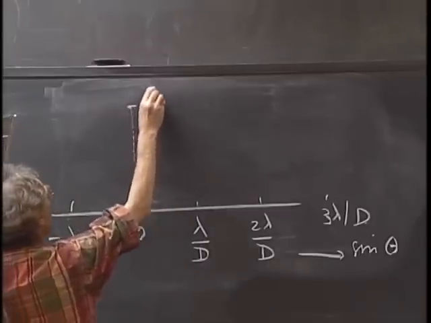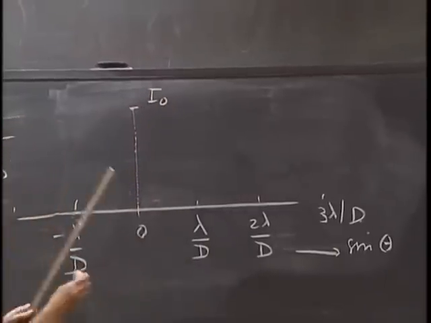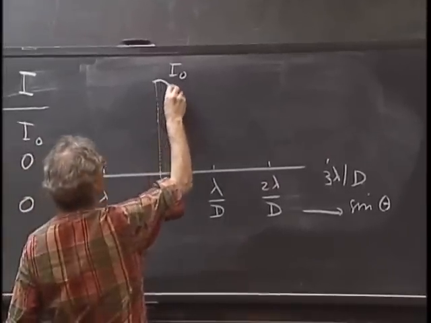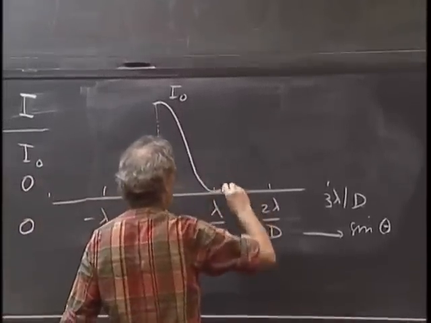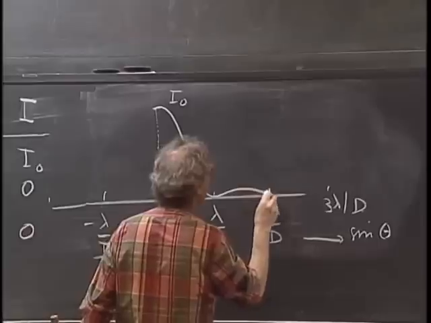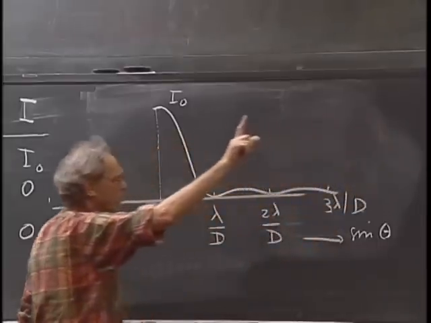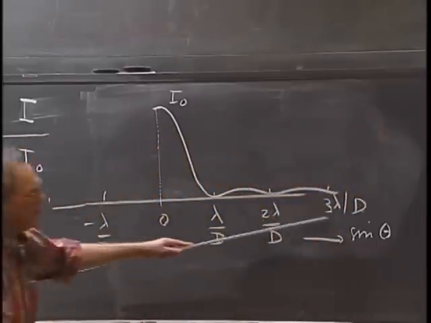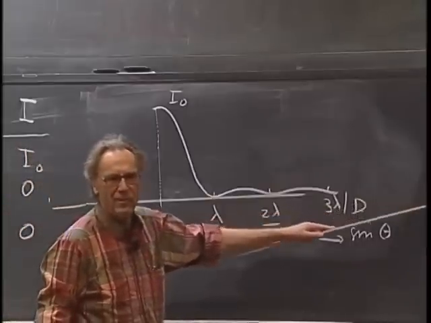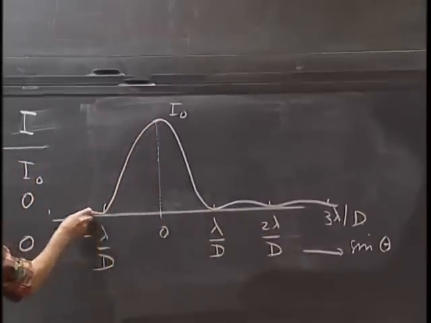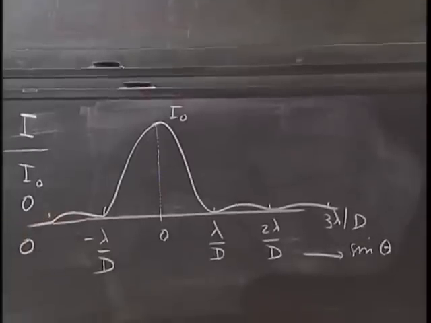You get here this maximum, which we define to be I0, is the central maximum. And then you'll get here your first 0. You get here some kind of a mini-maximum. And then you get another 0 here. And you get an infinite number of zeros every time. You get 3 lambda over D, 4 lambda over D, 5 lambda over D. And on this side here. And so on.